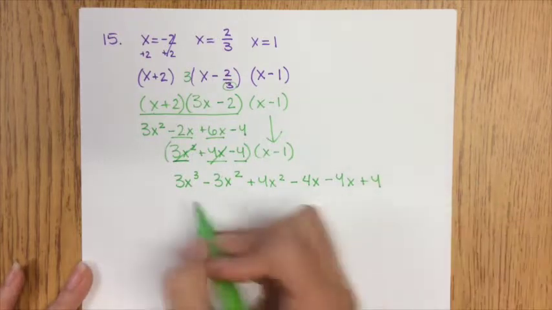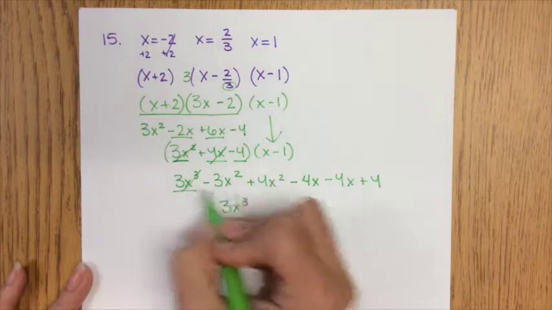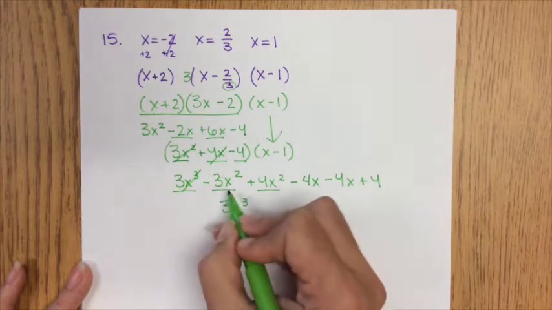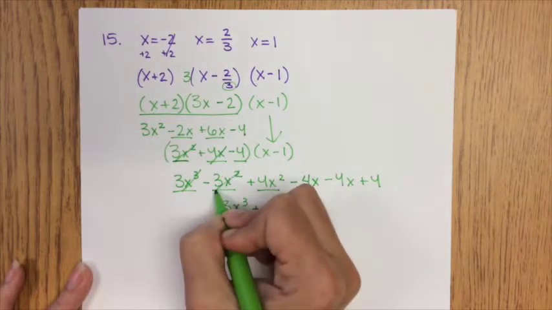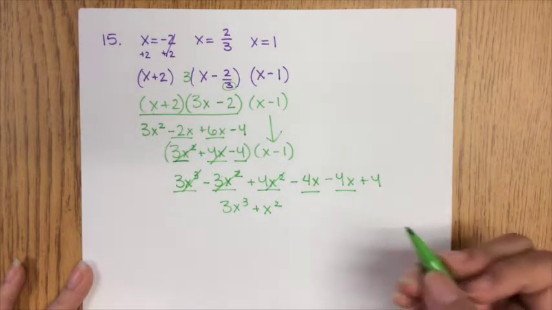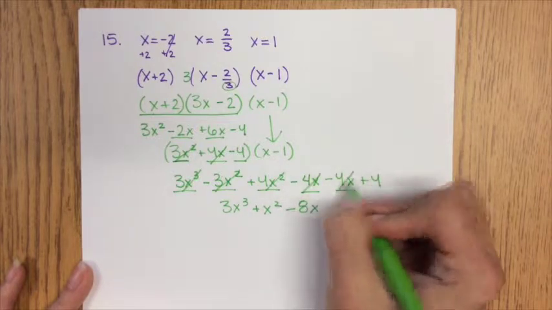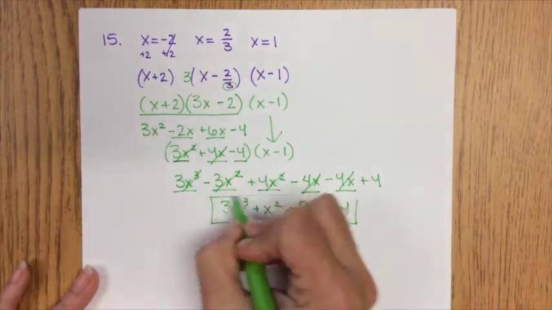Combine like terms. I have 1 cubed term, so 3x cubed. I have 2 squared terms, so negative 3 plus 4 is plus 1x squared. I have 2 x's, so negative 4 minus 4 is negative 8x. And plus 4. And this is my polynomial.